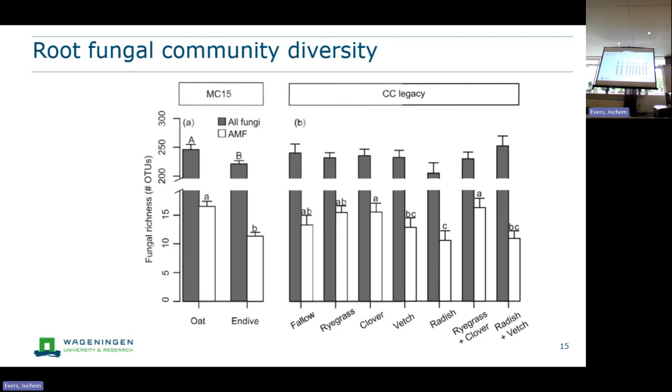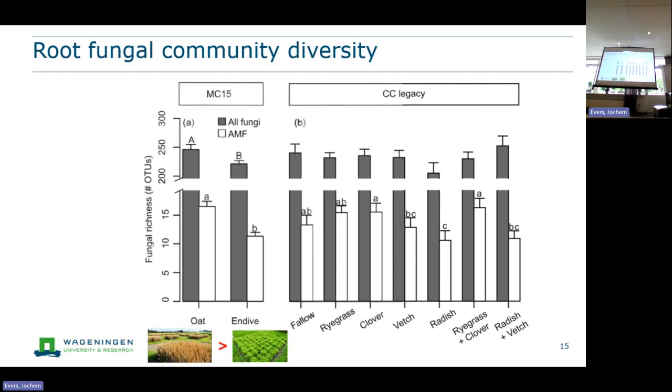On average, across all, about 10 for the endive and about 15 for the oat. So higher diversity of mycorrhizal fungi in the roots of oat than in the roots of endive. Could be, again, a longer period of time, or a combination of some additional species that they could pick up.